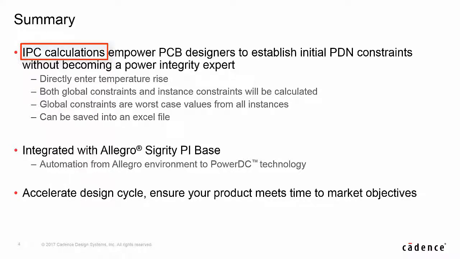Standards are great because they make it easy for anyone to follow rules without having to worry about the theory behind them. Designers just need to input the allowed temperature rise, and global constraints are calculated using IPC standards. Those constraints are for worst-case scenarios, so you can override the global constraints for any specific instance where it's okay to be less restrictive. And you can save these constraints as an Excel file to make it easy to reuse the exact same constraints again.